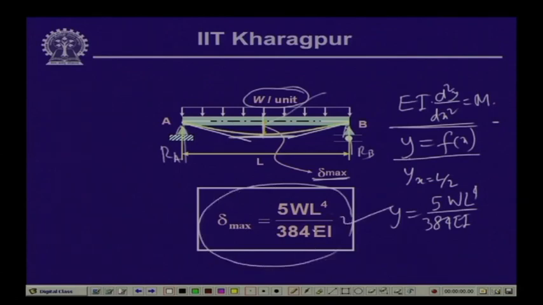So, this is the maximum value of the deflection for a simply supported beam subjected to a uniformly distributed load. The maximum deflection occurs at the center of the beam, and its magnitude equals 5 times W L to the power 4 by 384 E I, where E I is constant throughout the beam, which we have termed the flexural rigidity.